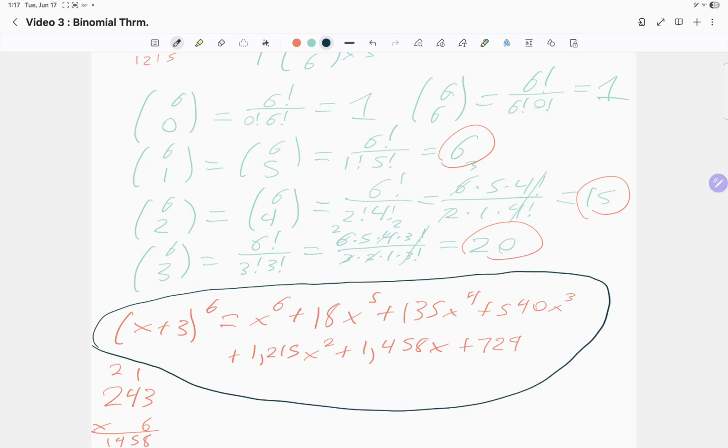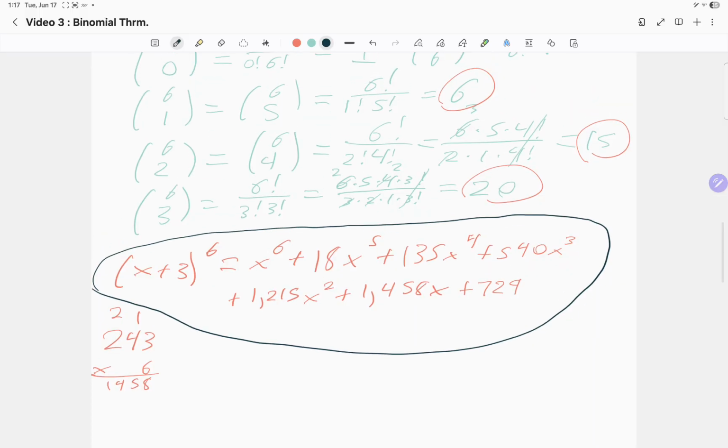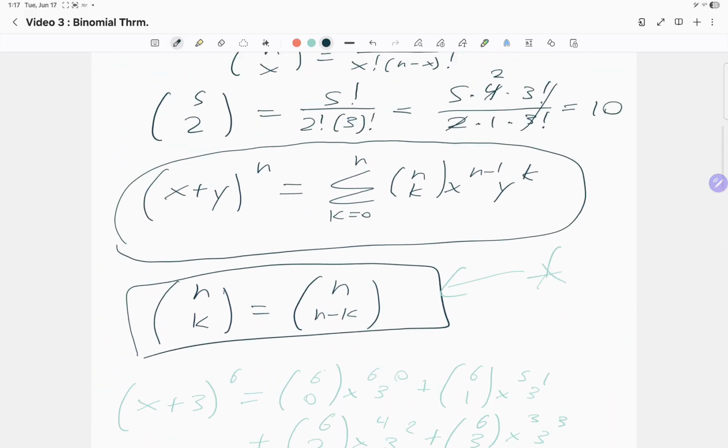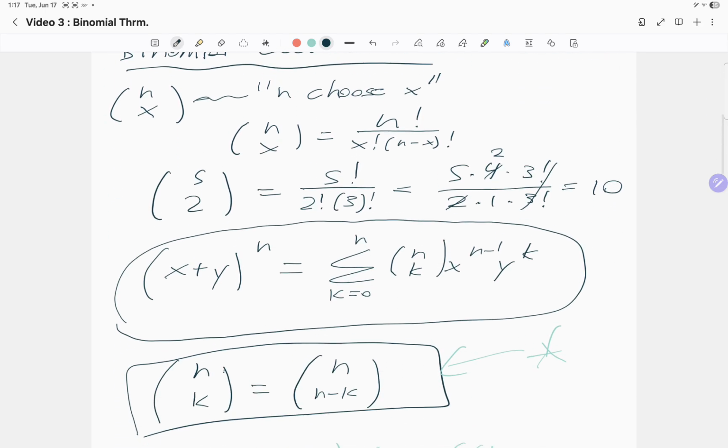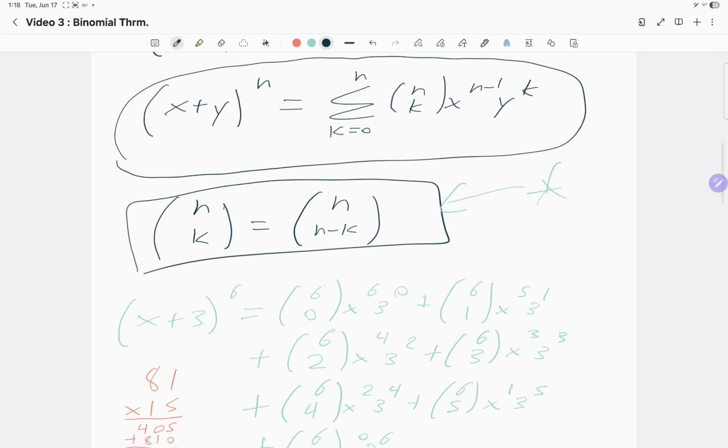So there you go. We successfully used the binomial theorem to expand that polynomial, which I assure you is much better than foiling it all out here. This would take forever. So that's why we're not doing that. And I assure you, you don't want to watch me foil that out. I will probably make a mistake somewhere. And I think that's about it.